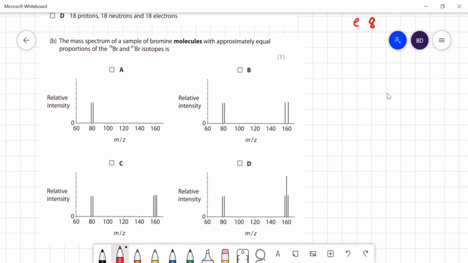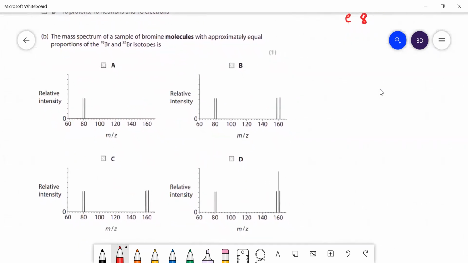Okay. Now we've got the mass spectrum of bromine molecules. It tells you you've got roughly equal proportions of the 2 isotopes, the 79 bromine and the 81 isotope. So what's the mass spectrum going to look like? Well, bromine exists as diatomic molecules, of course. And when you put it in the mass spec, some of those diatomic molecules will break up into atoms. So you are going to see peaks at m/z 79, the bromine atom. You're also going to see one at 81. But in addition to that, you're going to see things due to the diatomic bromine molecule.